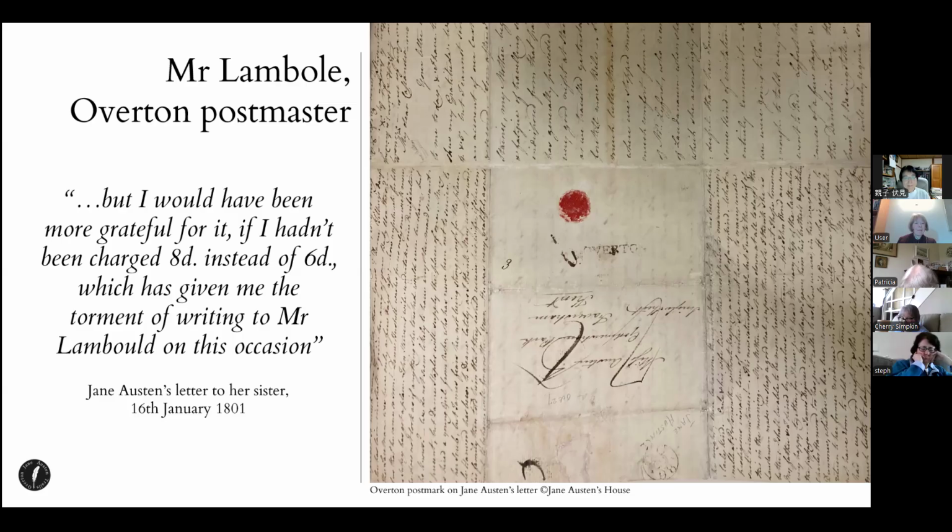And here, if you look very, very closely, you can see the Overton stamp as a postmark. All Jane's letters from Steventon were postmarked Overton. And if you've watched the recent BBC series Miss Austen, you may have noticed Overton stamped on the letters Jane sent from Steventon, shown there.